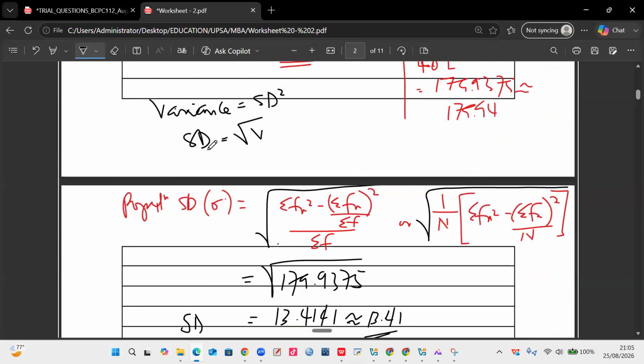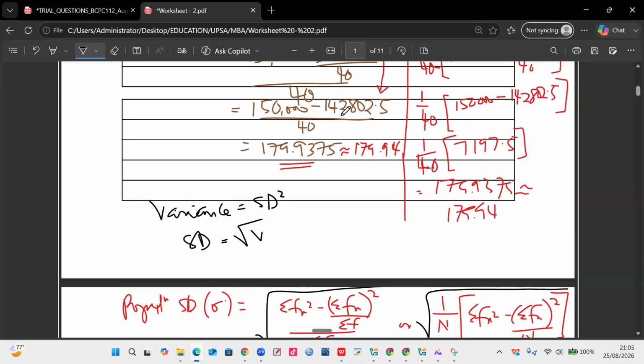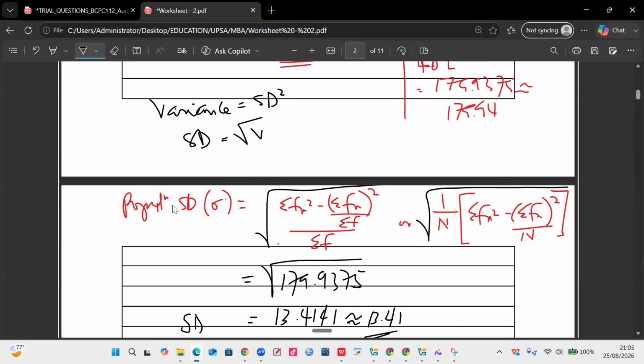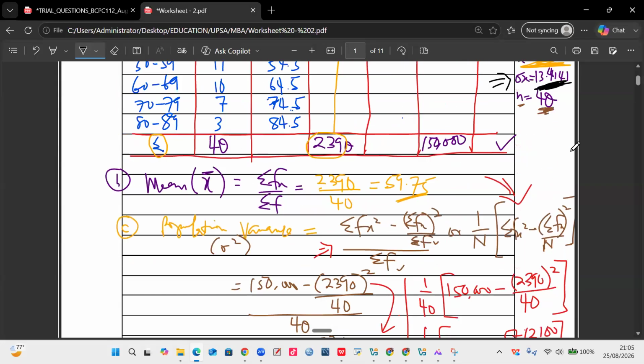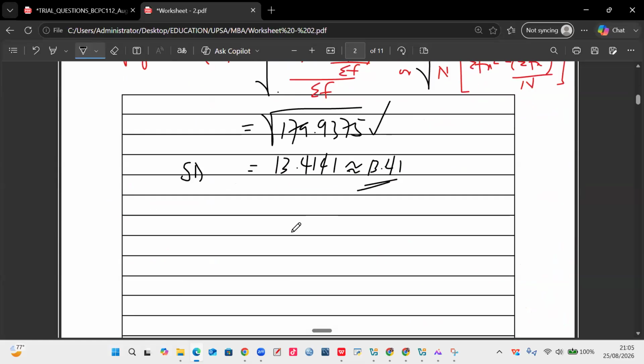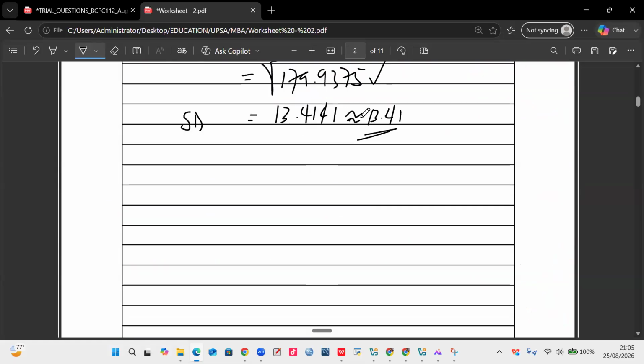Standard deviation is the square root of the variance. So what is the variance here? In this work, what's the final answer for the variance? 179.94. And we said that the standard deviation is the square root of the variance. The answer we have here is what the calculator gave us as the final answer for the standard deviation. So after everything, your final answer should be 13.4141.